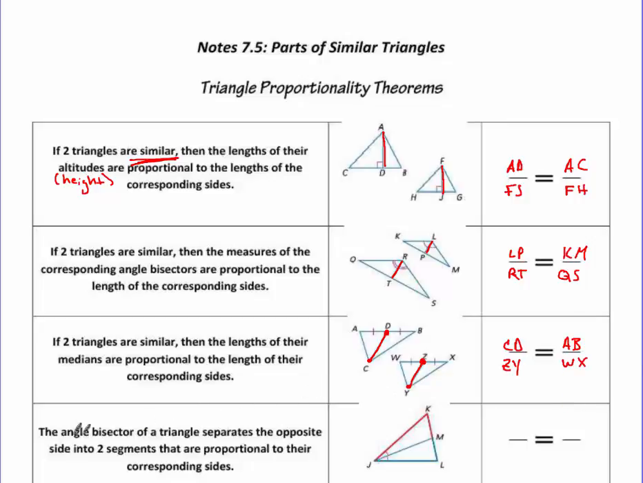Okay, and our last one says the angle bisector of a triangle separates the opposite side into two segments that are proportional to their corresponding sides. So here are the two segments, right? The opposite side separated into two segments that are proportional. So KM over ML is proportional to their corresponding sides, JK over JL. All right.